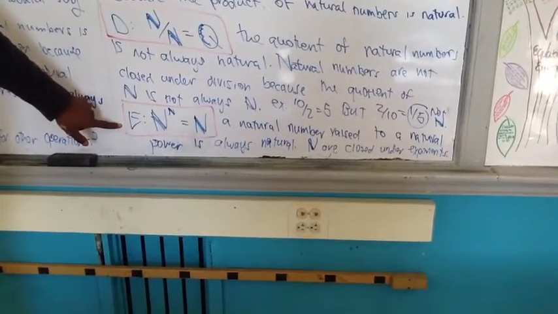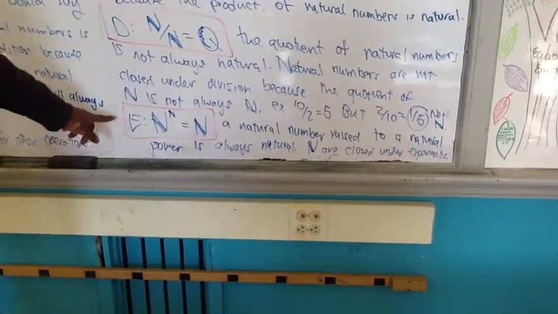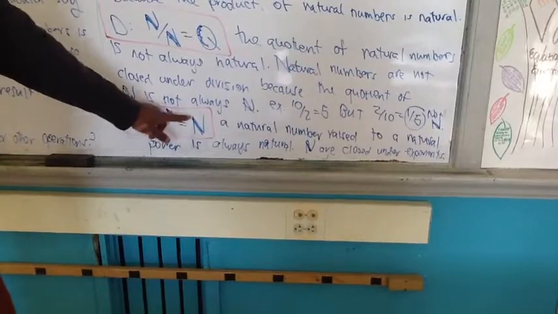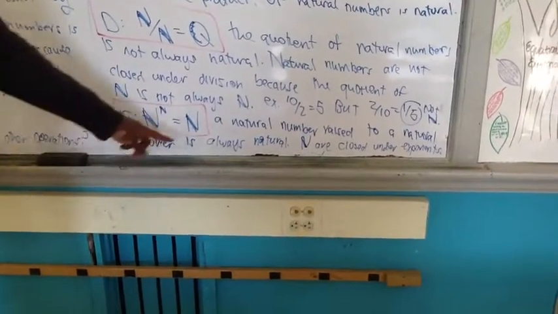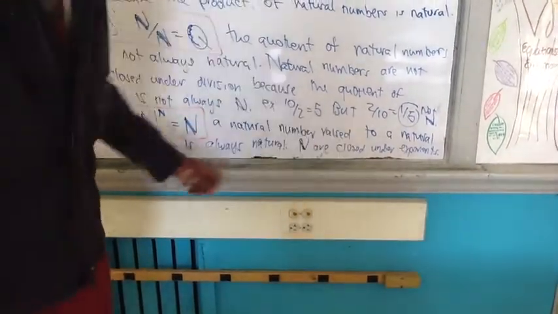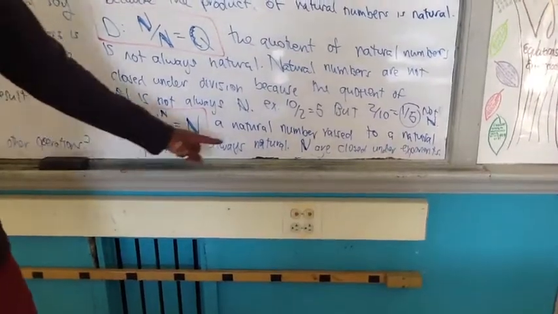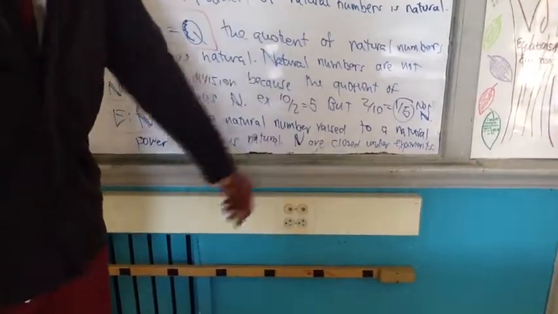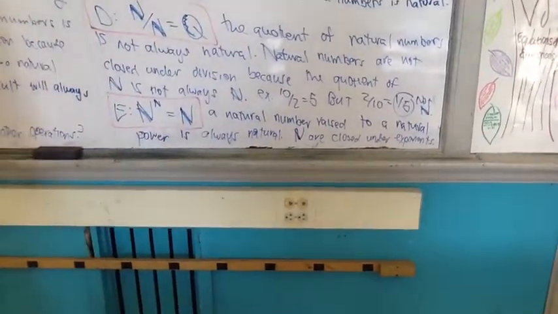The last operation that we discussed is exponents, and here we see N raised to the N power is equal to N. A natural number raised to a natural power is always natural. And so we say natural numbers are closed under exponents.